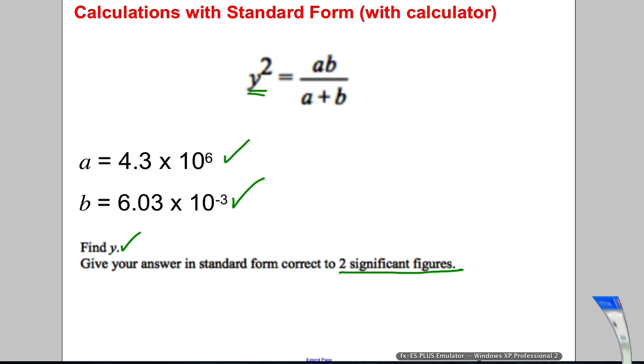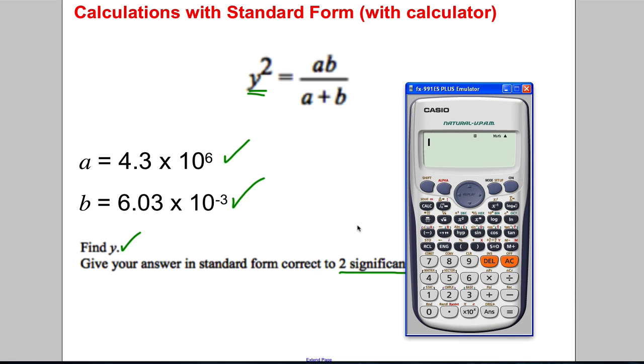So what we do is we get our calculator up here. I want to show you how to do standard form in a calculator. Say we want to type that number in our calculator, we would write 4.3. There's a standard form button here, times 10 to the power of x. You just press that button like that, and then you would write the 6. That makes the number in standard form. So let's work out y squared. Press the fraction button. A times b. So let's put brackets around a. 4.3 times 10 to the 6, close brackets.